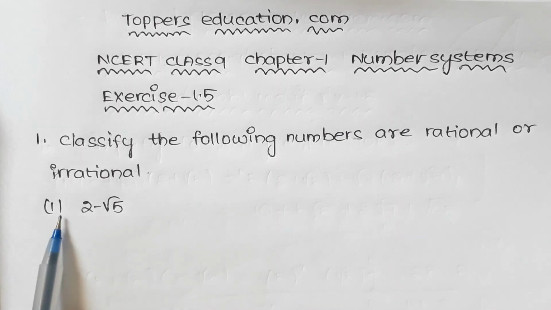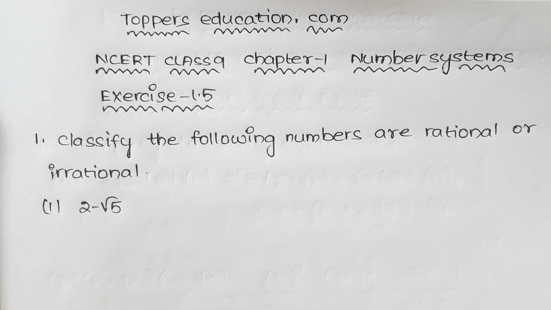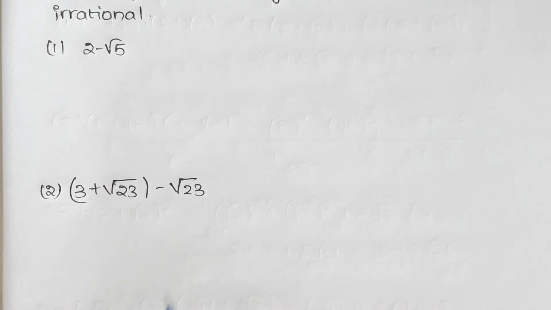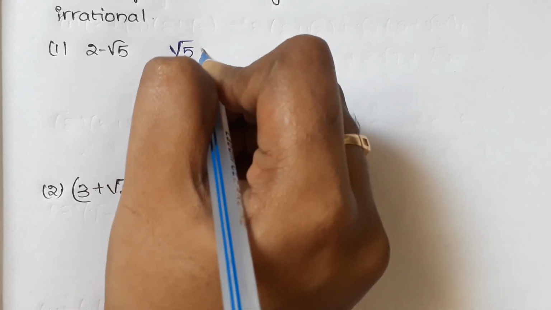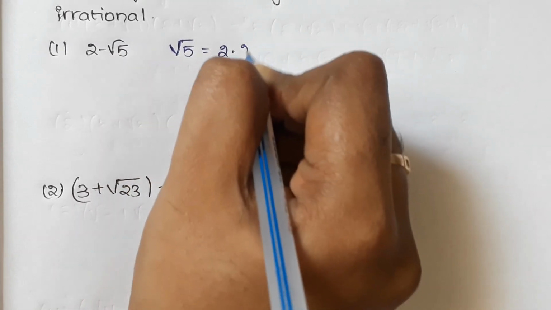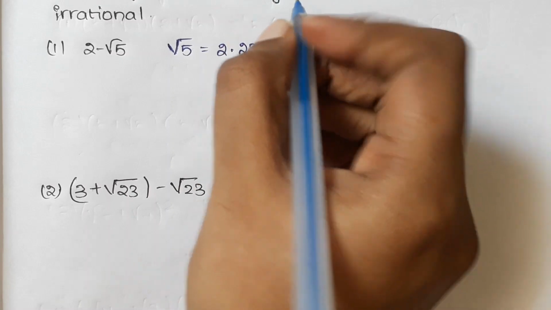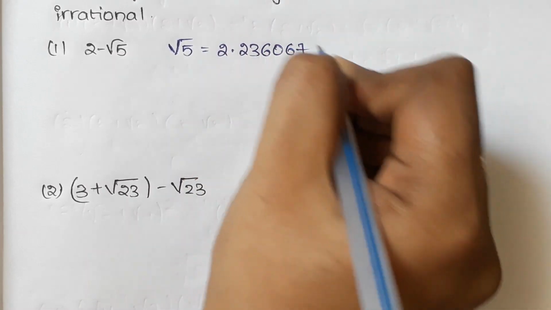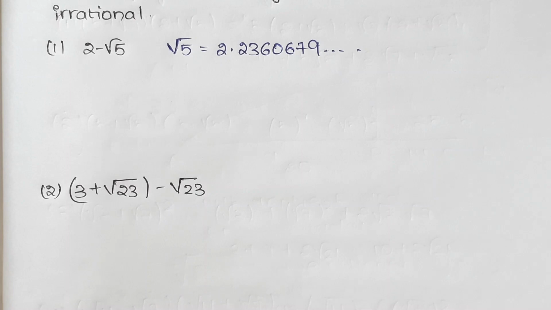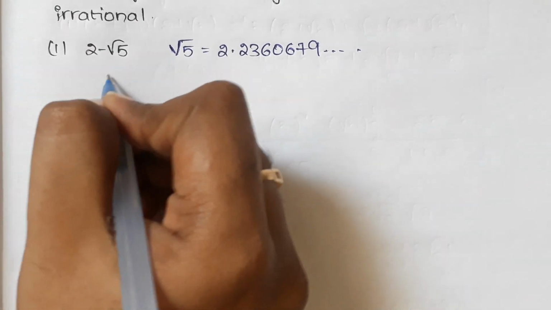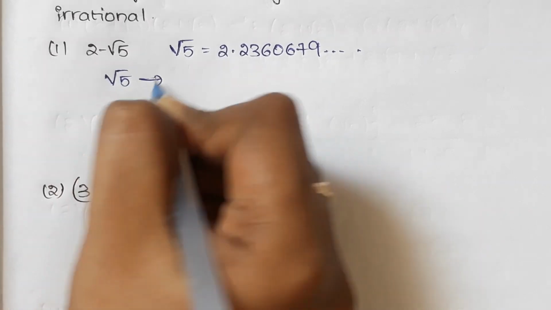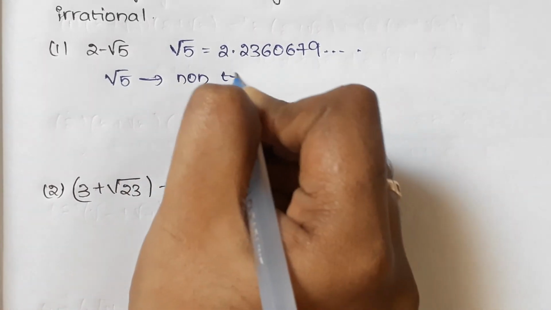Now let us see the first one, that is given 2 minus root 5. Here we already know the value of root 5, that is 2.2360679. This is the value of root 5, and the root 5 value is non-terminating and non-recurring.